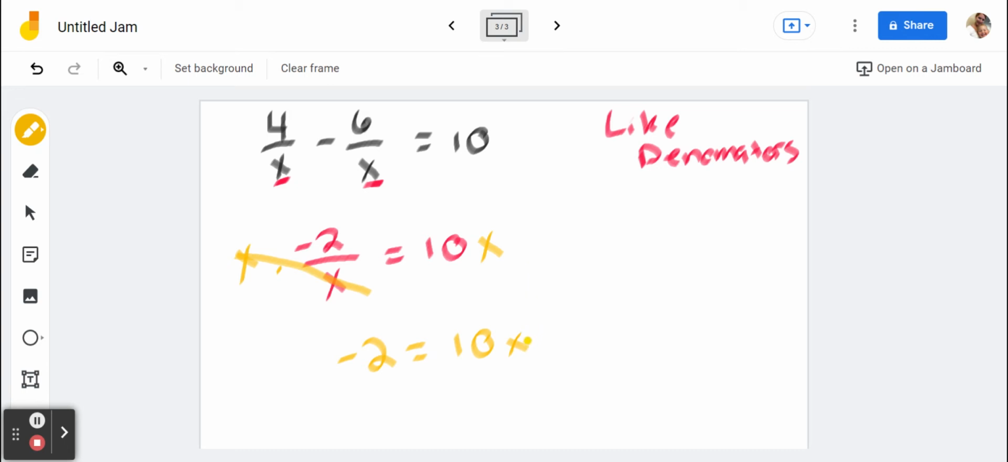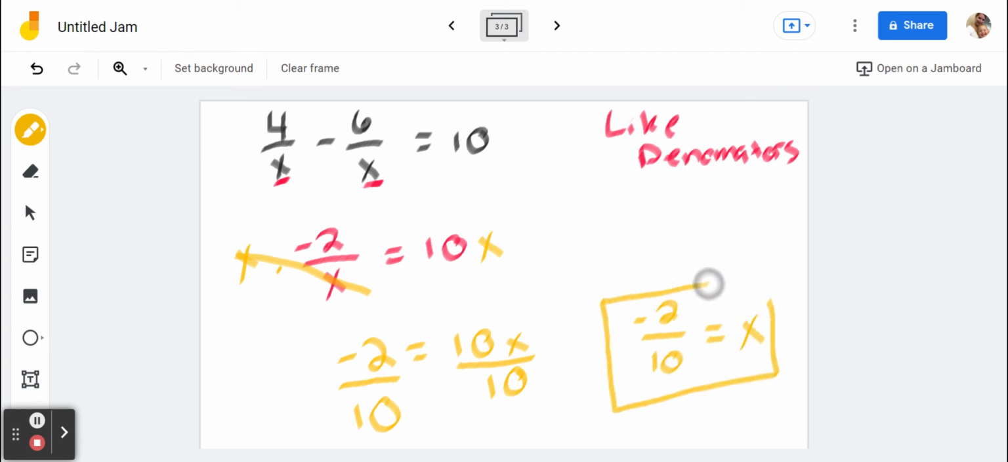All right, and now what I'm going to do is divide this one by 10, and I'm going to divide this one by 10. Okay, and I'm going to go ahead, negative 2 divided by 10. We can just leave that in fraction form, it's fine. Equals x. Okay, so here's my solution, right? So I have negative 2 divided by 10 equals x.